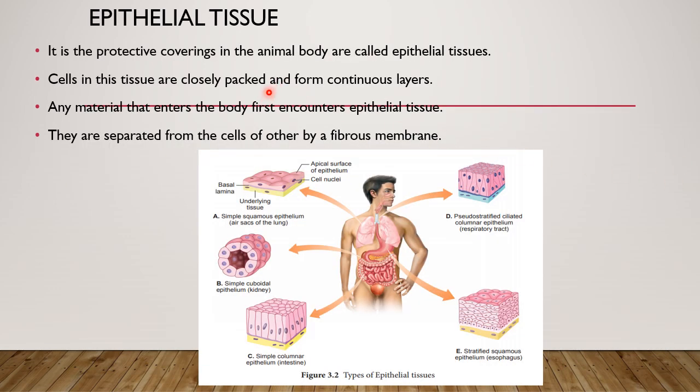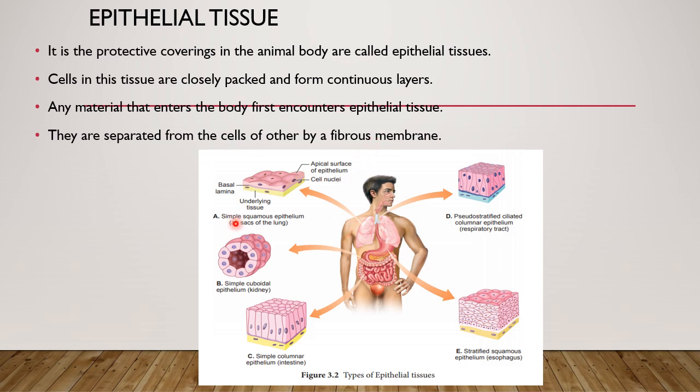The first type of tissue which we need to learn is epithelial tissue. It is the protective covering in the animal body, and these are called epithelial tissues. Cells in this tissue are closely packed and form a continuous layer. So they are in layers. They are closely packed because they give good protection from the outside. Any material that enters the body first encounters this epithelial tissue. Why? Because it serves as a covering. They are separated from the cells of the others by a fibrous membrane.